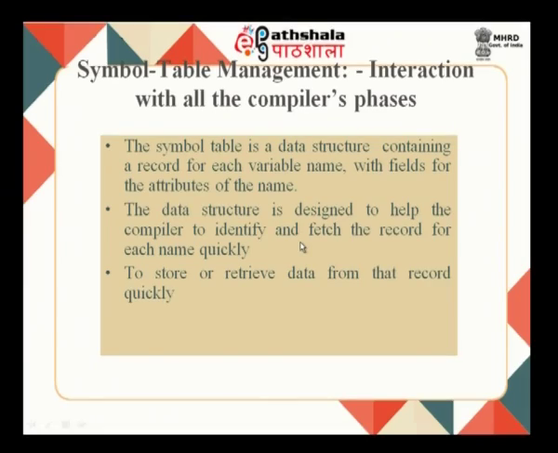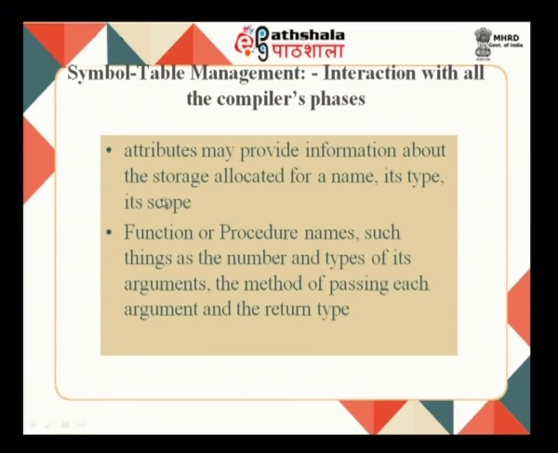Now, we talked about what is called a symbol table in the phases of the compiler. The symbol table is a hash table like data structure containing a record for each variable name with fields for the attributes of the name. The data structure is designed to help the compiler identify and fetch the record for each name very quickly. It is also to store or retrieve data from the record very quickly. So, it is basically managed as a hash table, which effectively retrieves, stores and accesses data at a very fast rate. It also interacts with all the compiler's phases.